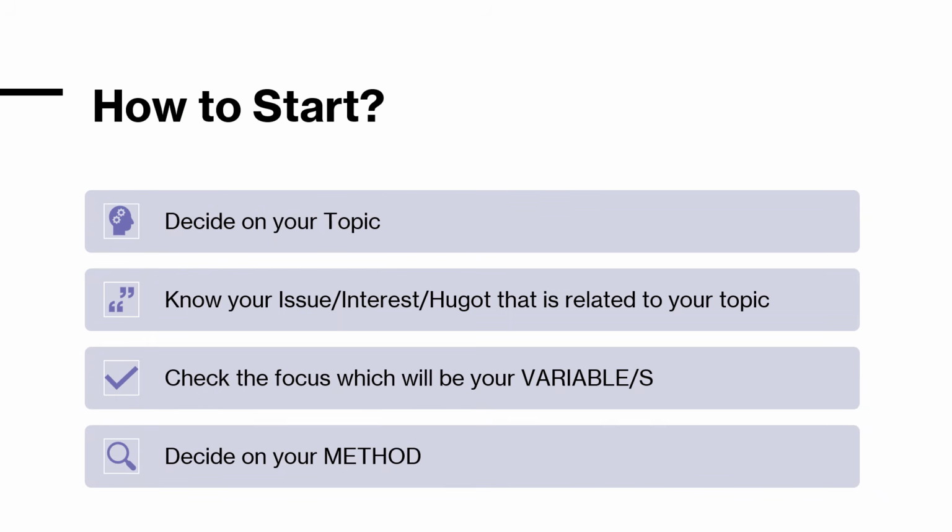Now, at this point, how do you start working with your research questions or statement of the problem? The first thing to do is to decide on your topic, because the topic would be your springboard. And remember, once you have your topic, you go with your issue, interest, or your motivation. Why do you need to do that? So, know your issue, interest, or motivation that is related to your topic. And then check the focus, which will be your variables.